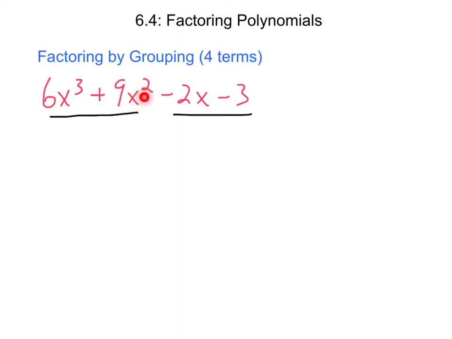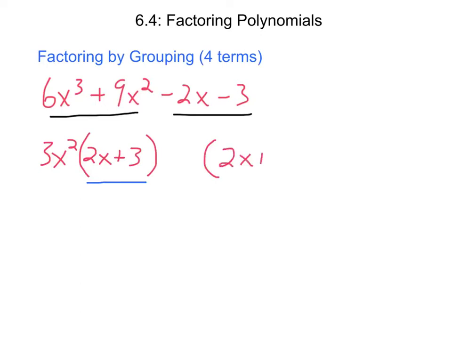So the GCF there would be 3x squared. And if we factor out 3x squared just from those first 2 terms, it will leave us with a 2x in the first case, and then a plus 3 in the second. And remember, we said that whatever you have inside parentheses on the left side, you're going to duplicate that with a little space before it on the right side, because the parentheses have to match in order for grouping to work.